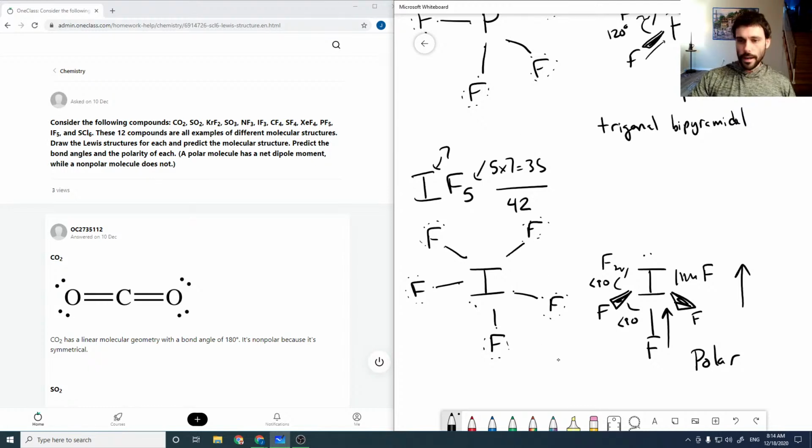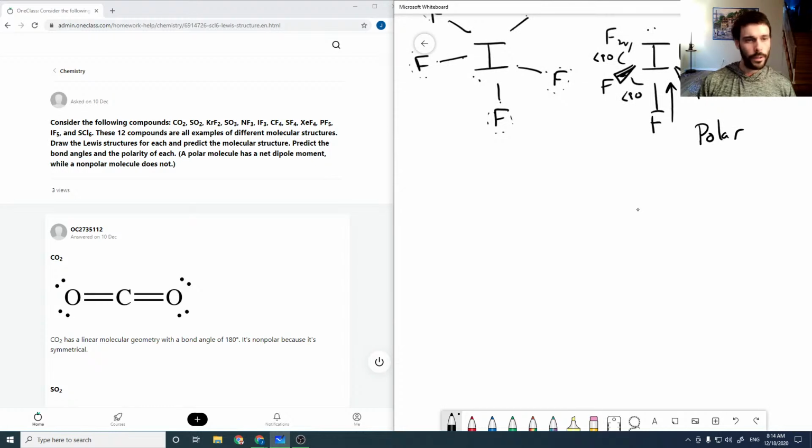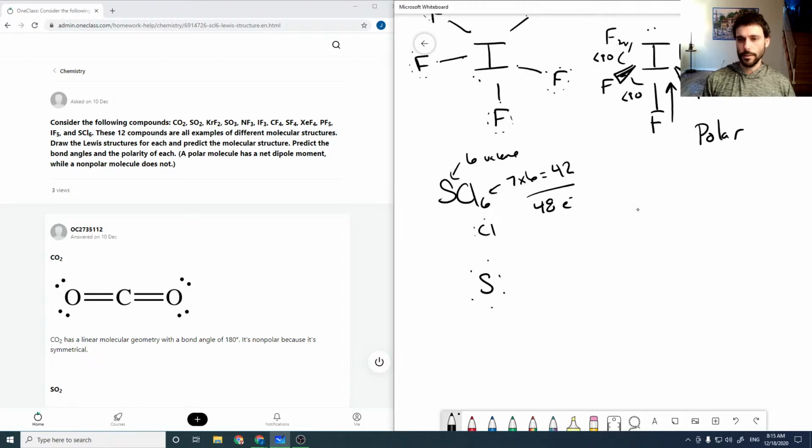And then for our last molecule here, SCl6. So sulfur has 6 valence. Each of these contributes 7 times 6, which is 42. So then in total it's 48 electrons. Each of sulfur's 6 electrons must be available for bonding to bond to 6 partners.